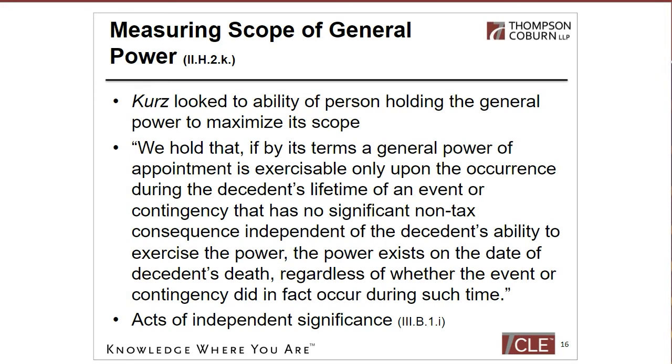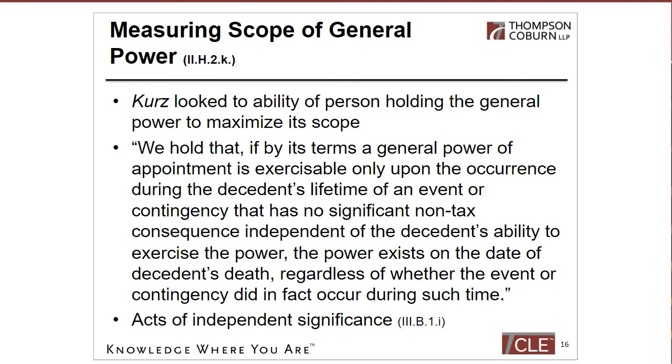And there's a case called KERS, and it looked to the ability of the person holding the general power to maximize its scope. KERS held that in that case, the beneficiary could have manipulated the scope of the general power, and basically it said, we're going to include in your estate the maximum amount that you could have exercised control over through all of this. So you have to be concerned about the beneficiary's ability to manipulate.